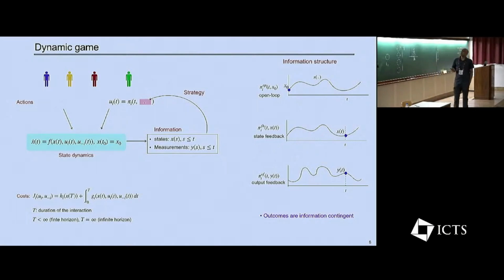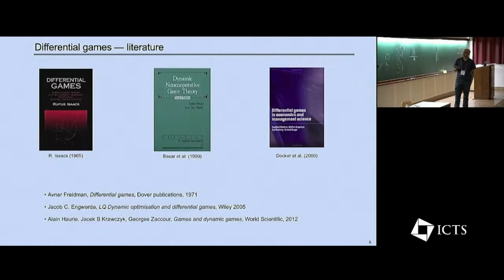Once I fix the main ideas, here are some of the standard references in dynamic games. This one is basically to study strategic interactions in military and so on. This one is mainly focused on economics and management science. And this is a standard textbook on differential games, for basically theory and algorithms.